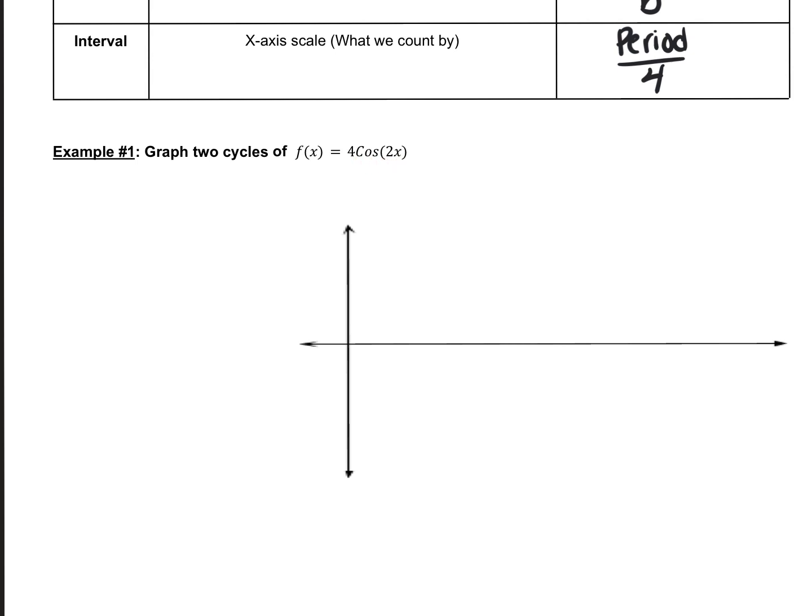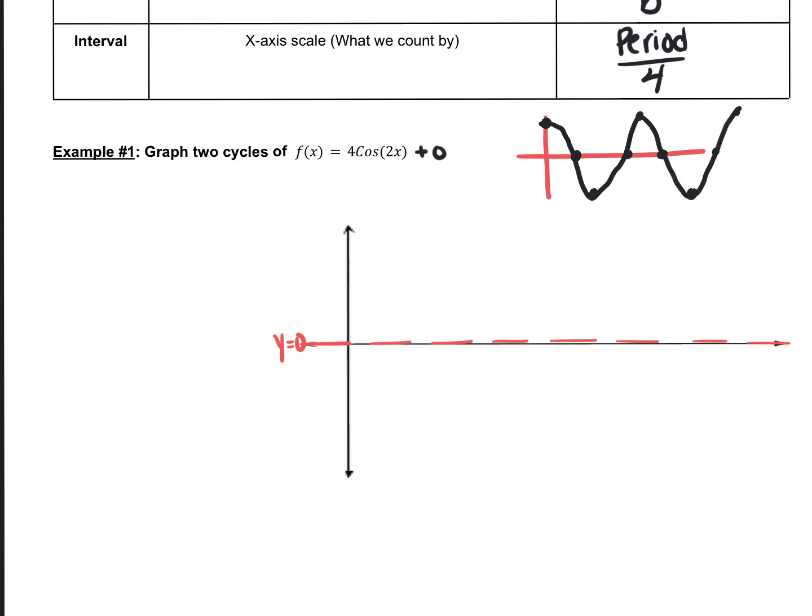All right, so the first thing I want to do is recognize that there's a plus 0 here, which means my midline is going to be at the line y equals 0. Second thing is, because it says 2 cycles, and the 4 is positive, I want to sketch a positive cos graph over here just to see what it looks like. So we know that cos starts at the max, then it goes down, down, up, up. So one cycle looks like that. If we keep going, down, down, up, up, that's one more cycle here.